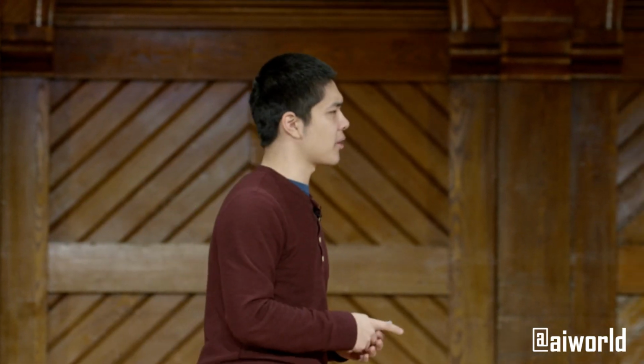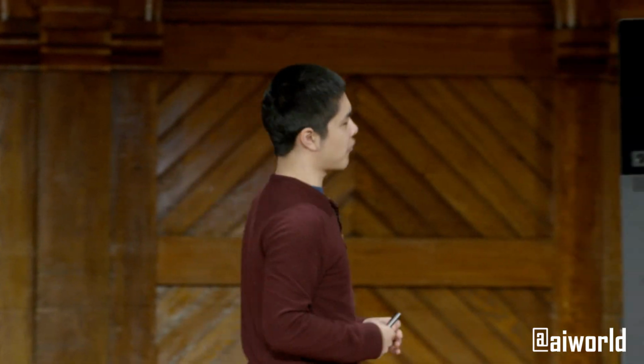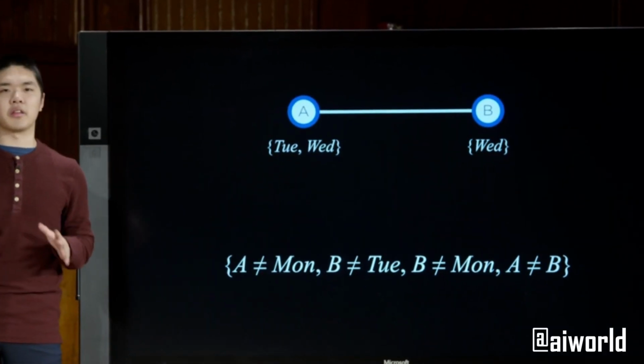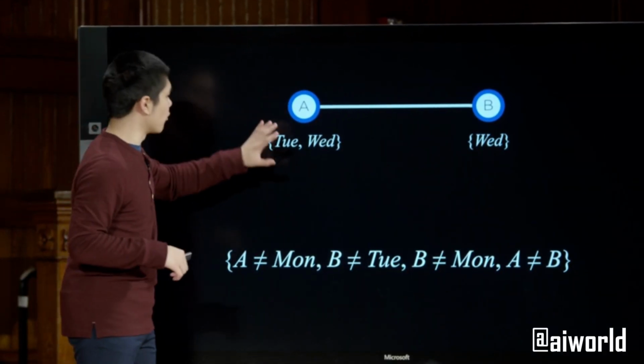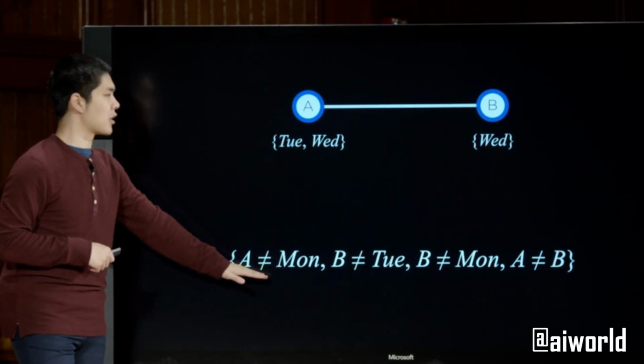So let's look at an example of that. Going back to this example from before, we enforced node consistency already by saying that A can only be on Tuesday or Wednesday, because we knew that A could not be on Monday.